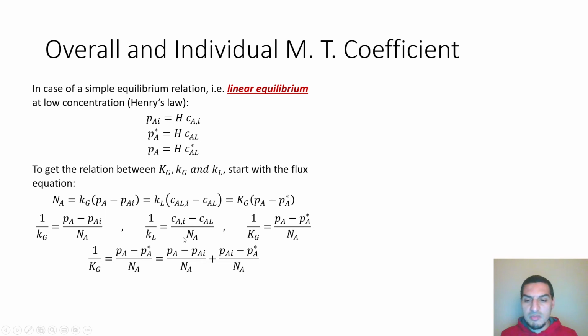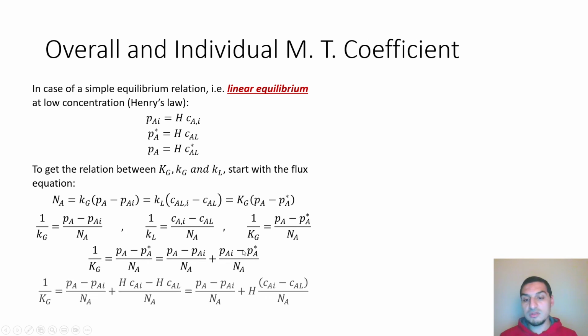So I'm saying that P minus PA star equals P minus PA interface plus PA interface minus P star. So it's adding and subtracting the same parameter, minus PA interface plus PA interface. So I didn't do anything different. And for PA interface and PA star, they are already here. So I can substitute with these two terms in these two terms here. So it's going to be H C interface minus H CL, which are these two. And then we can take H as a common factor.